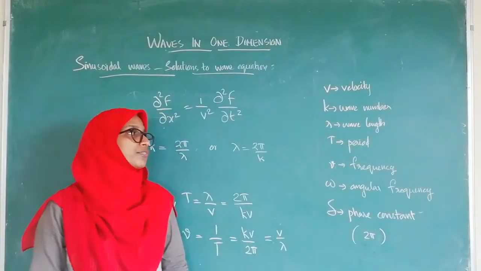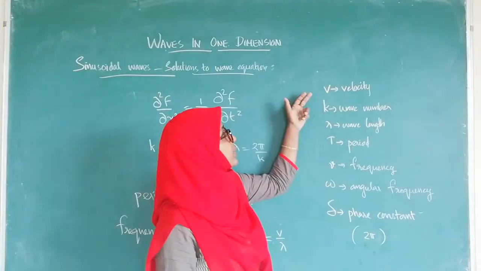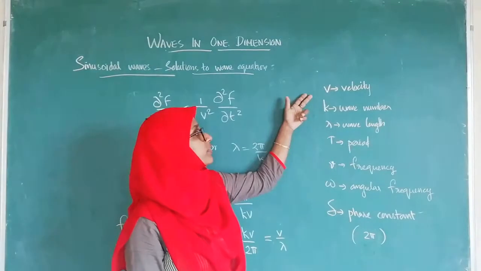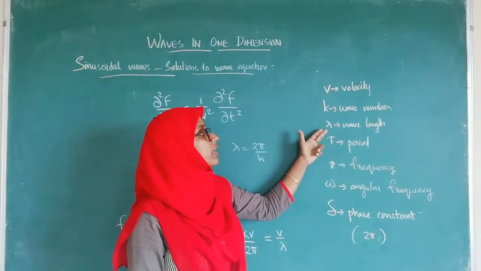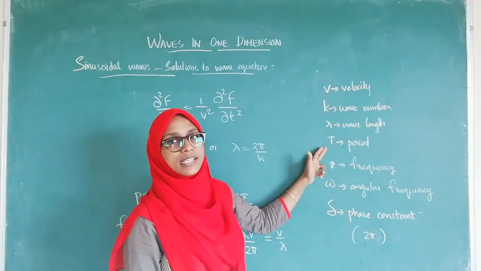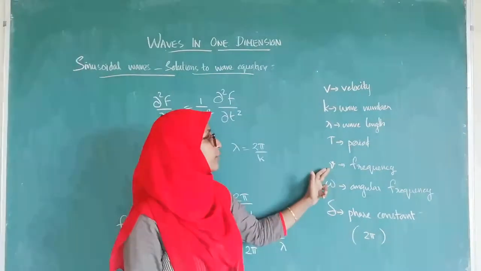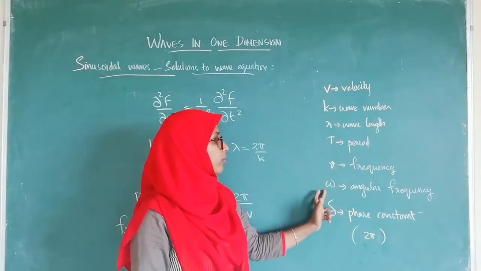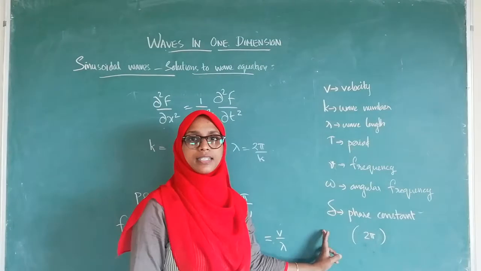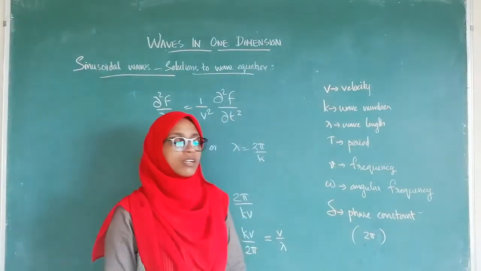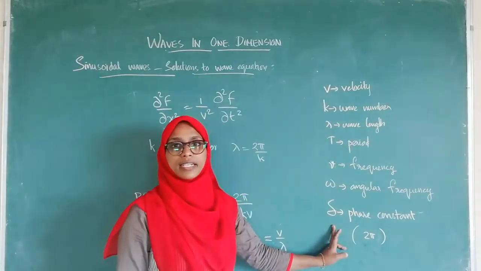The terms which we use along this derivation are: v is the velocity of the wave, k is the wave number, lambda is the wavelength of the wave, T is the period of one cycle, nu is the frequency, omega is the angular frequency, and delta is the phase constant. One more thing about the phase constant delta.